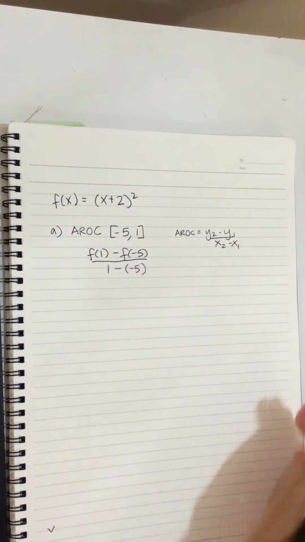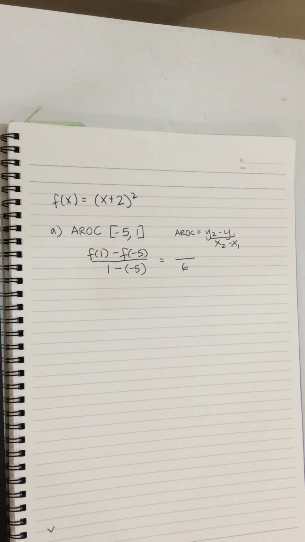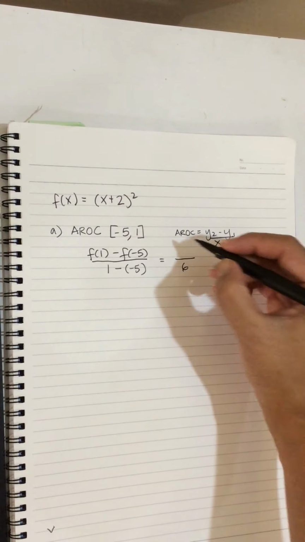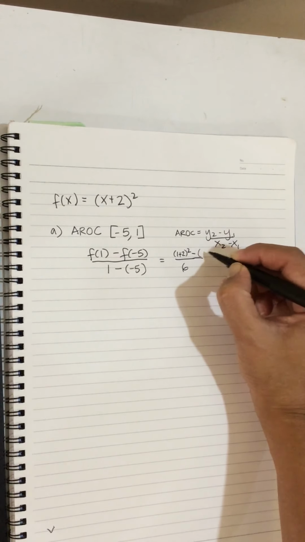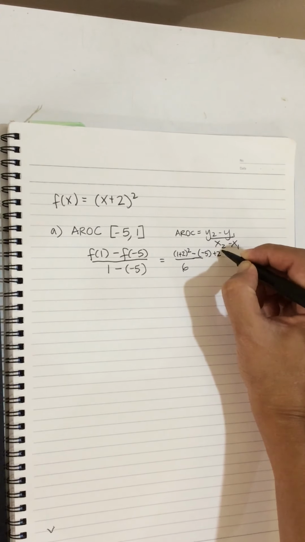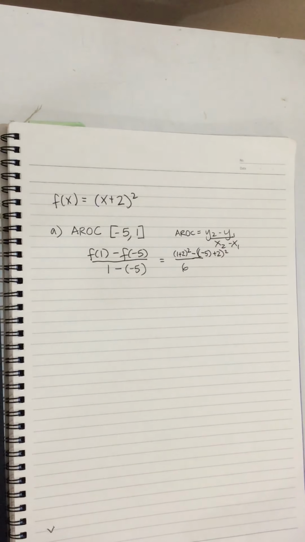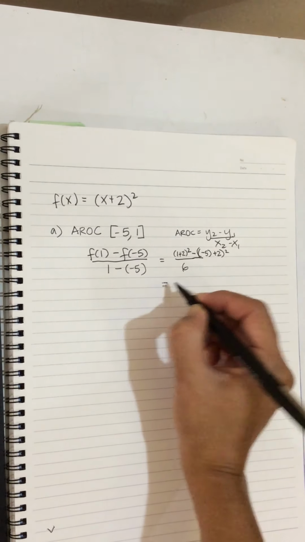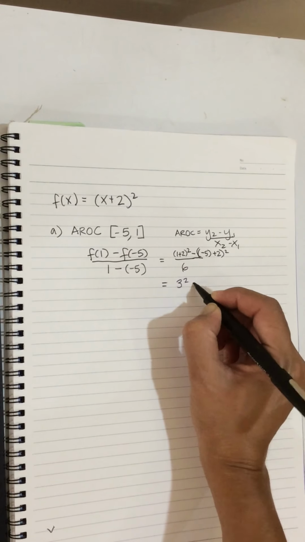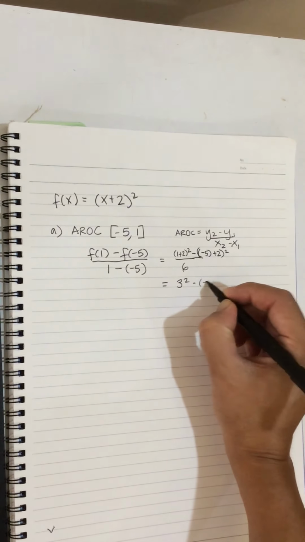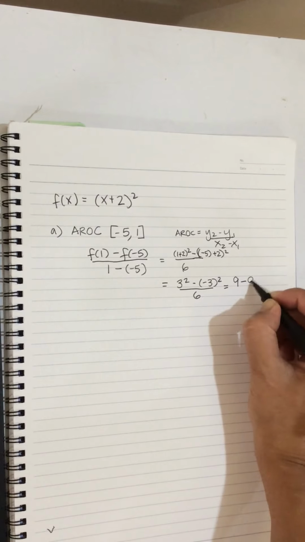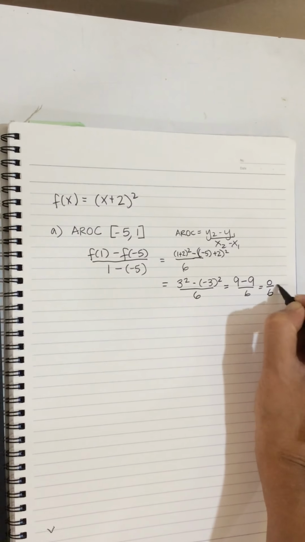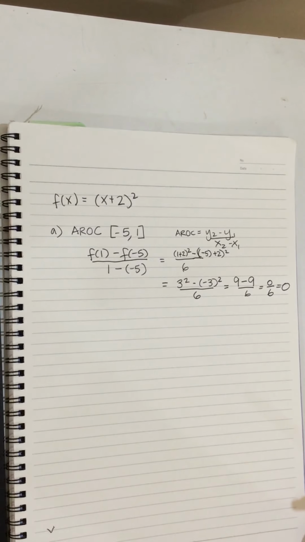Okay, so then let's solve that. The denominator becomes 1 plus 5, which is 6. And then on the top, f of 1. Let's just plug in 1 here. It's going to be 1 plus 2 squared, minus, then let's plug in -5: -5 plus 2, all of that squared. So now when I solve that, that becomes 3 squared minus (-3) squared, all over 6, which becomes 9 minus 9 over 6, which becomes 0 over 6, which is 0. So the average rate of change there is 0.